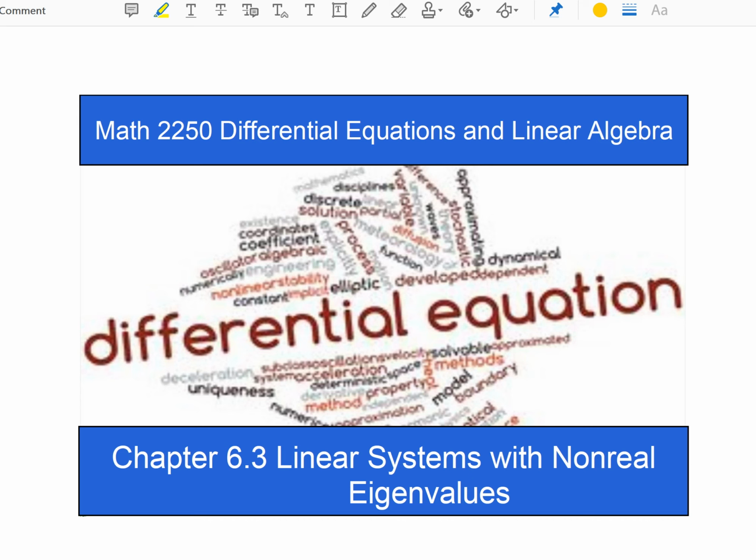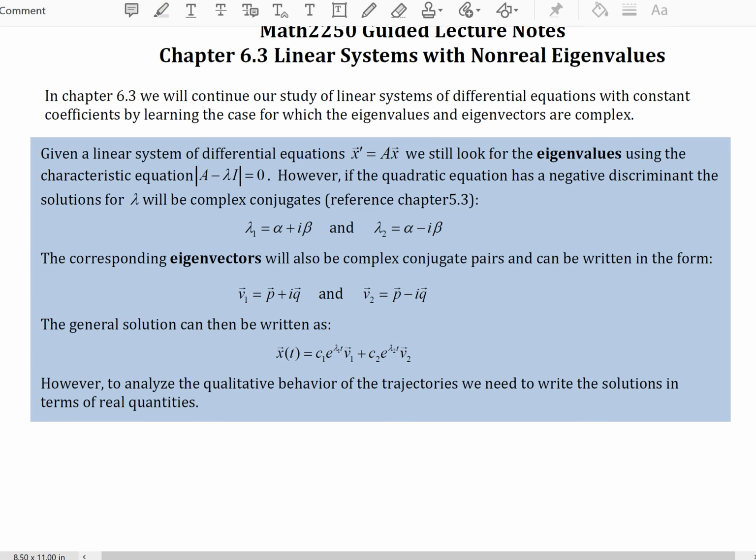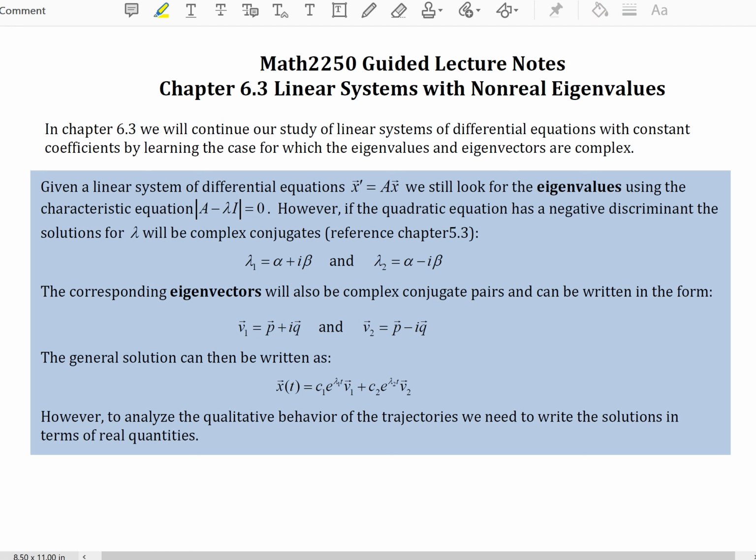In this video, we are going to be going through chapter 6.3 and looking at linear systems with non-real eigenvalues. In chapter 6.3, we will continue our study of linear systems of differential equations with constant coefficients by learning the case for which the eigenvalues and eigenvectors are complex.